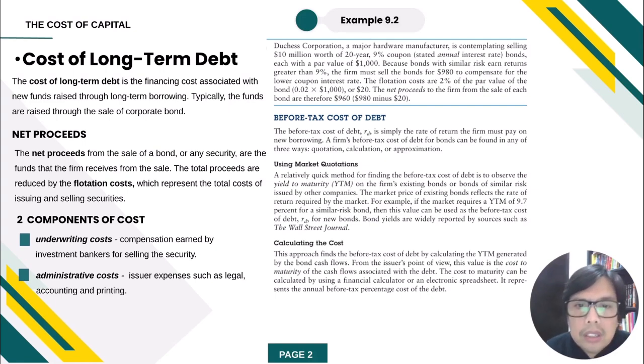Calculating the cost. This approach finds the before-tax cost of debt by calculating the YTM generated by the bond cash flows. From the issuer's point of view, this value is the cost to maturity of the cash flows associated with the debt. The cost to maturity can be calculated by using a financial calculator or an electronic spreadsheet. It represents the annual before-tax percentage cost of the debt.